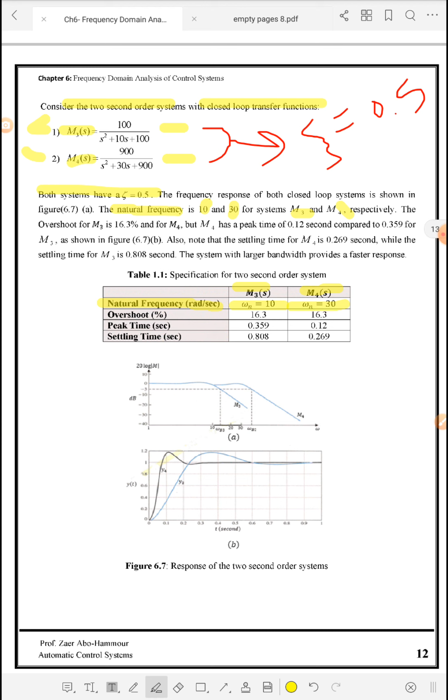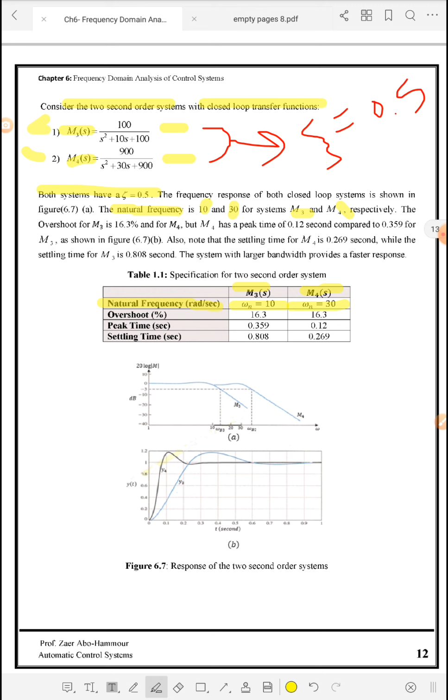So, we expect that the overshoot is the same, while the difference will be in time-related parameters, because we know that overshoot is a function of zeta, and since zeta is constant for both of them, the overshoot will be the same, while the only difference between both systems will be the time parameters.